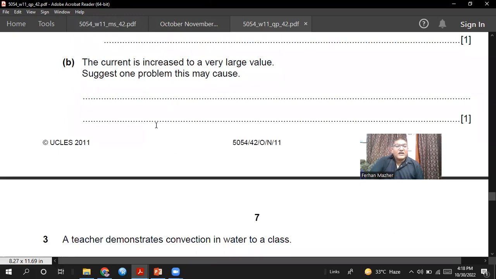Now the question is the current is increased to a very large value. So just one problem this may cause. You see, when the current flows through the wire and the heat is produced, the thermal energy is produced. Okay. So when you increase the current, that energy produced, the heat produced becomes larger. So when the heat becomes larger, the resistance of that object also changes. It will probably increase.